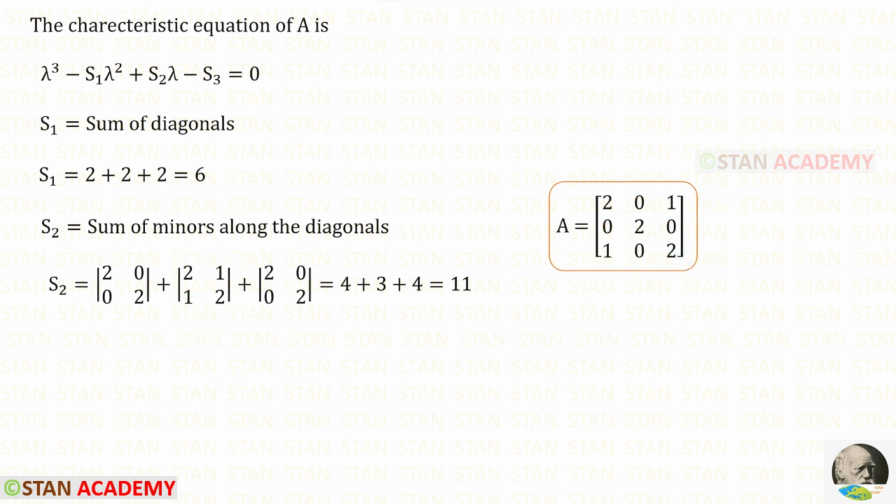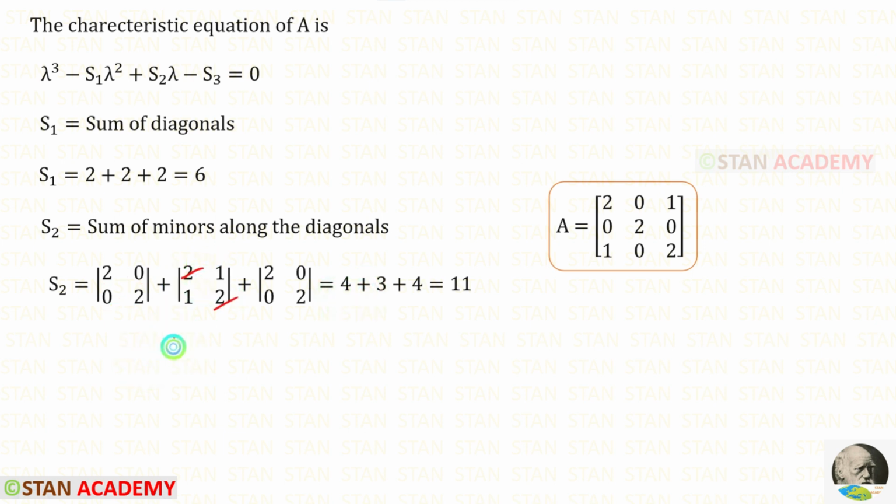Now let us take this diagonal. We have to cut the row and the column. The remaining is 2, 0, 0, 2. 2 into 2 it will be 4 minus 0 into 0 it will be 0. 4 minus 0 we will get 4.